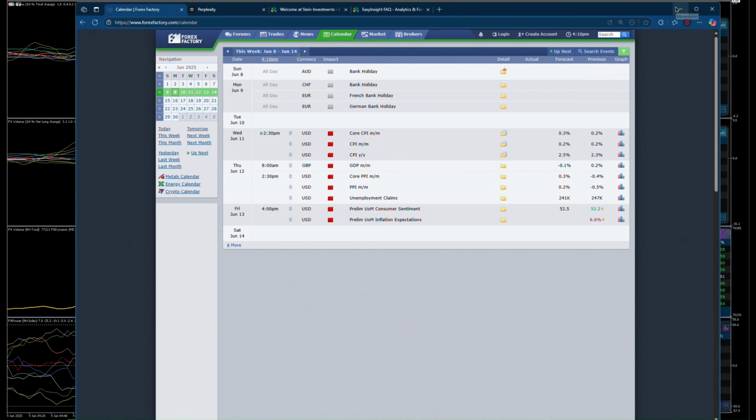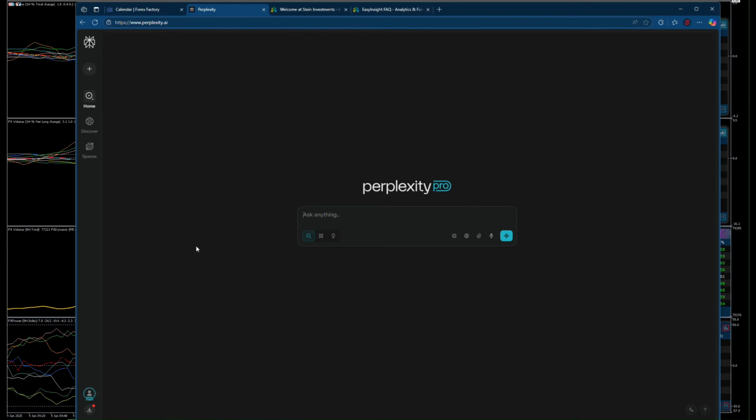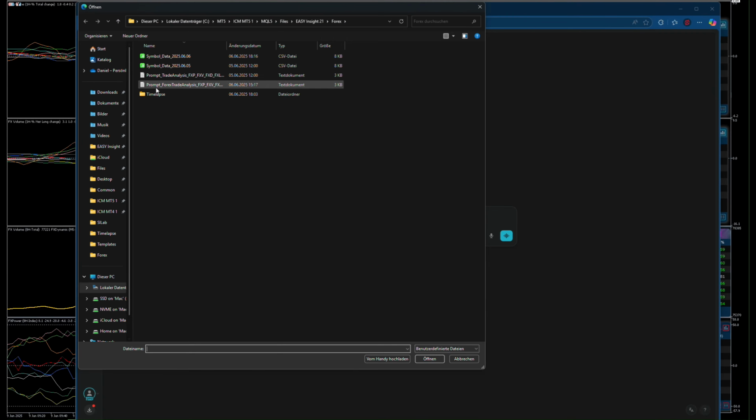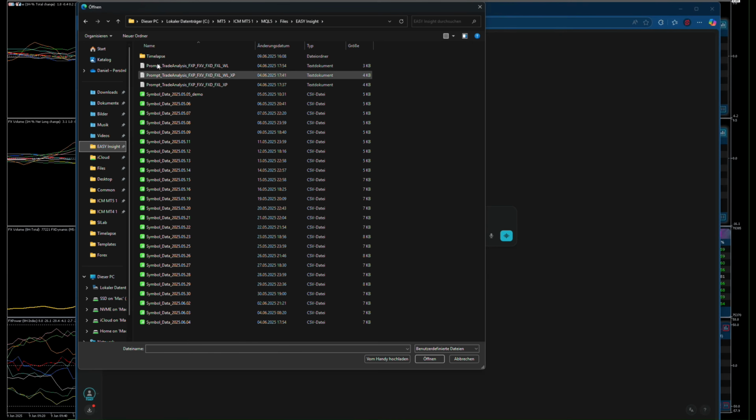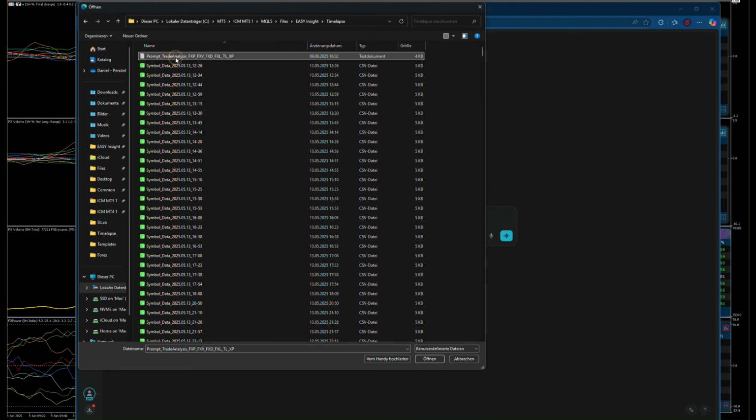So that said, I would say we move on to Perplexity, which is the AI provider of our choice these days. And I will run a time lapse analysis because I like to see how the market evolved during the past hour. To do so, I use the AI prompt that is exported by EasyInsight.